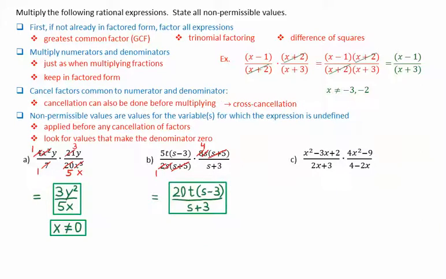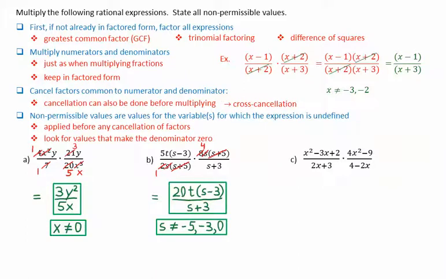For the non-permissible values, we look at the expressions before any cancelling was done. This means that s cannot equal negative 5 corresponding to the s plus 5, negative 3 corresponding to the s plus 3, and 0 corresponding to the s on the denominator.